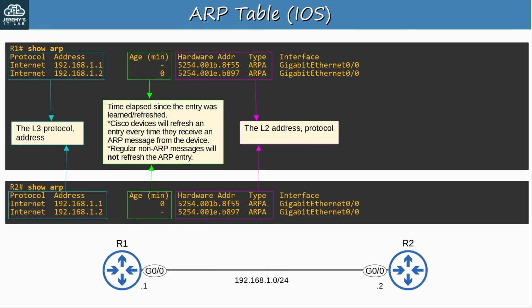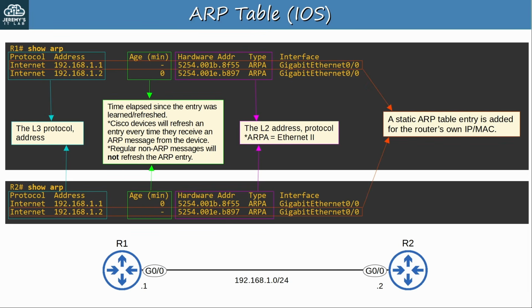Okay, the next 2 columns are hardware address, which is the MAC address, and type, which indicates the layer 2 encapsulation. ARPA in these entries means Ethernet 2, the type of Ethernet encapsulation used by Cisco devices. There are actually a few versions of Ethernet out there. If you're curious, you can try a Google search, but it's not relevant for this video. Okay, the last thing I want to point out is that a static ARP table entry is automatically added for the router's own IP and MAC address. So, that's why in the age column, there is just a hyphen for these entries. They don't have a timer.